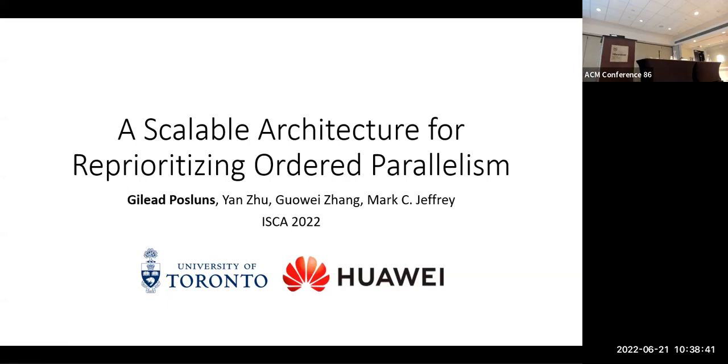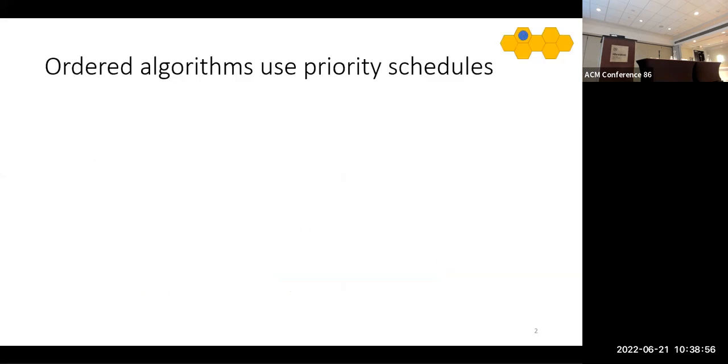Okay. Hi. I'm Gil from the University of Toronto, and I'm here to tell you about techniques for parallelizing priority queues. This is joint work with my collaborators Yanzu, Dr. Guowei Zhang, and Professor Mark Jeffrey. So many important algorithms use a priority queue to schedule their tasks. That is, they look a bit like this. They enqueue some number of tasks into a priority queue, and then they dequeue and run the highest priority task repeatedly until the queue is empty.